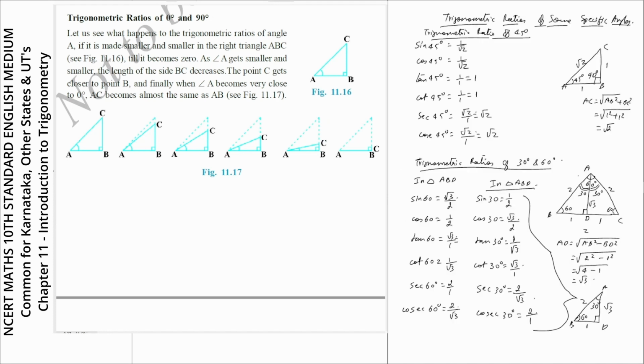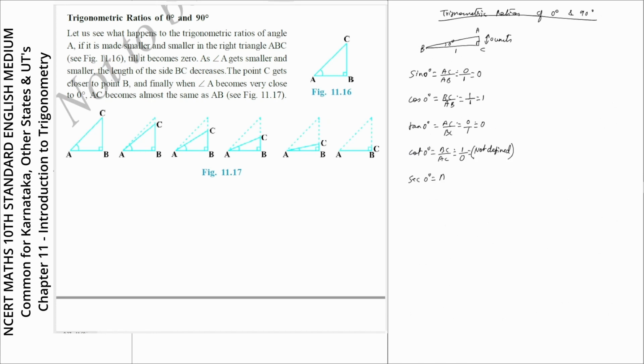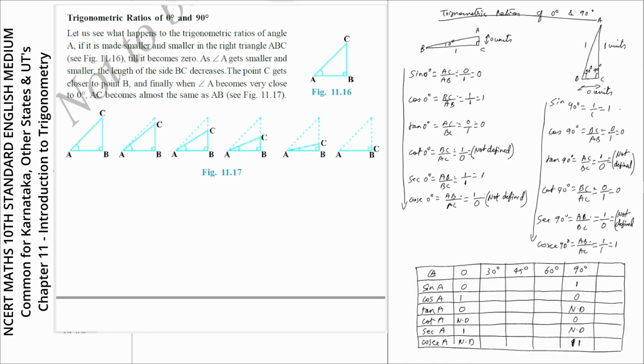trigonometric ratios of 45 degree and 30 degree and 60 degree. Okay, that also I will put in this table. So sin 30 degree I got as 1 by 2, cos of 30 degree I got root 3 by 2, and tan of 30 degree I got 1 by root 3.